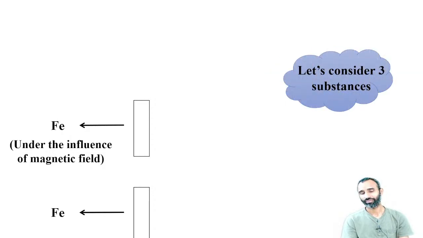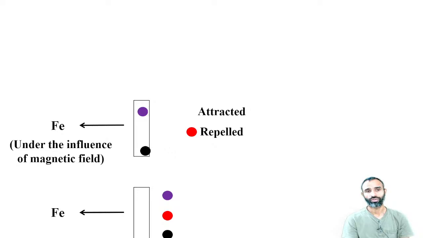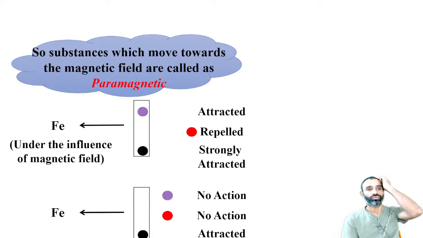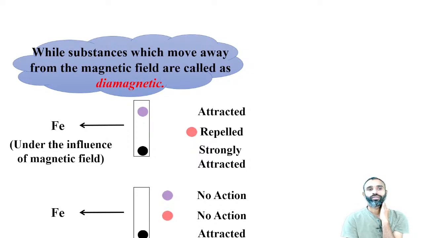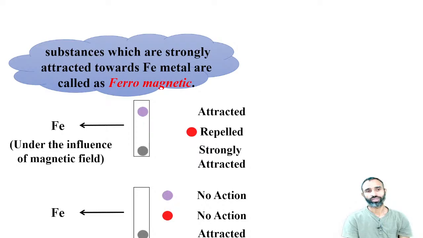दो आयरन बार लिए हमने of the same size and same density, and one is under the influence of magnetic field, other is not. So the substances which move towards the magnetic field are paramagnetic, and the substances which move away from it are diamagnetic, and substances which are strongly attracted like iron metal are called ferromagnetic.